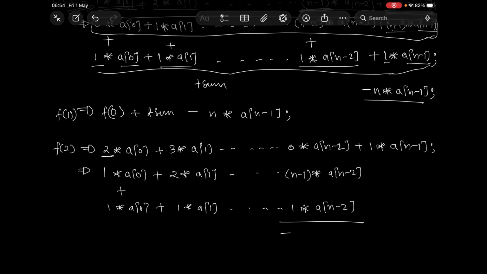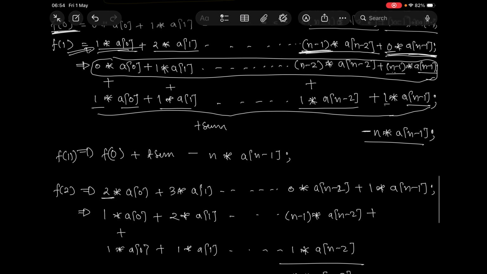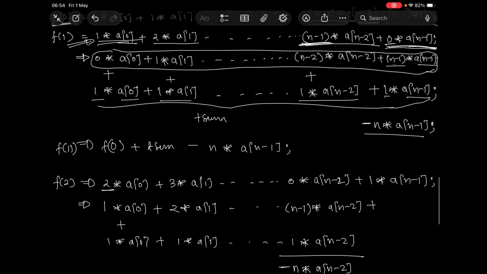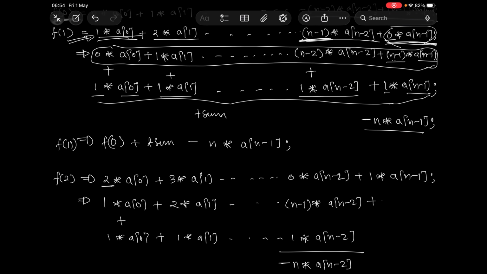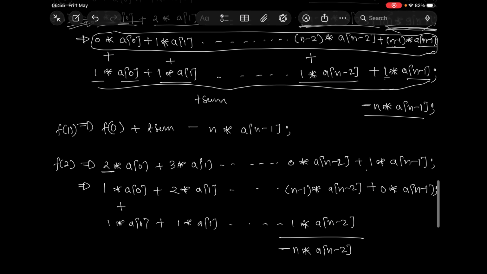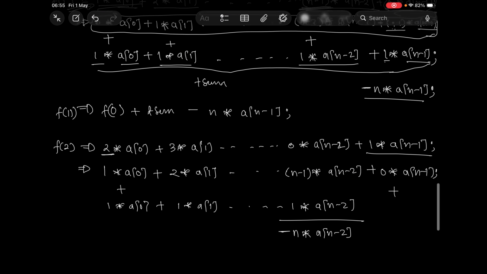So we definitely need to subtract n times a of n minus 2, right? Now for the last one, in f of 0, f of 1, it is 0 times a of n minus 1, right? So here also we would write it as 0 times a of n minus 1. Now we know that it requires one time, so what is extra, we need to write extra also. So here extra is 1 times a of n minus 1.